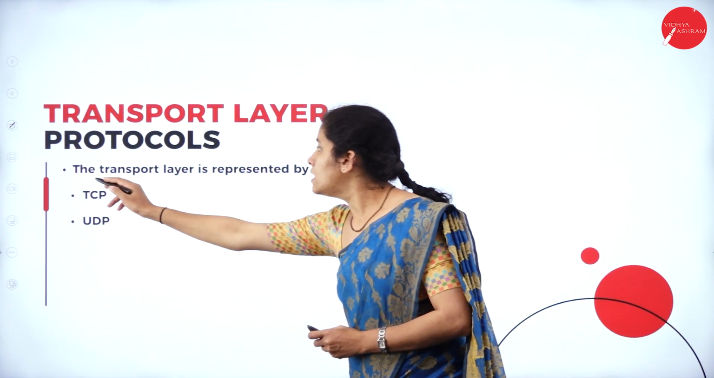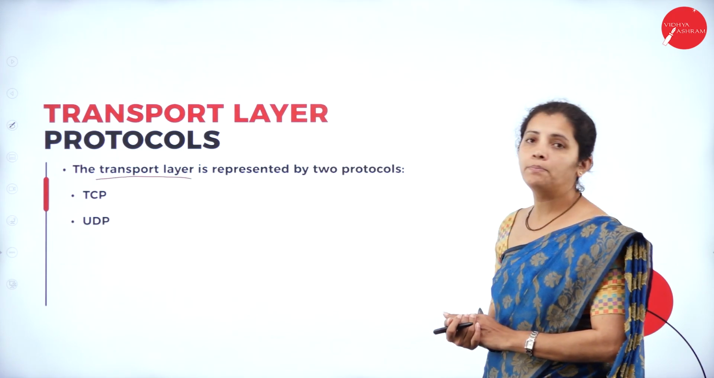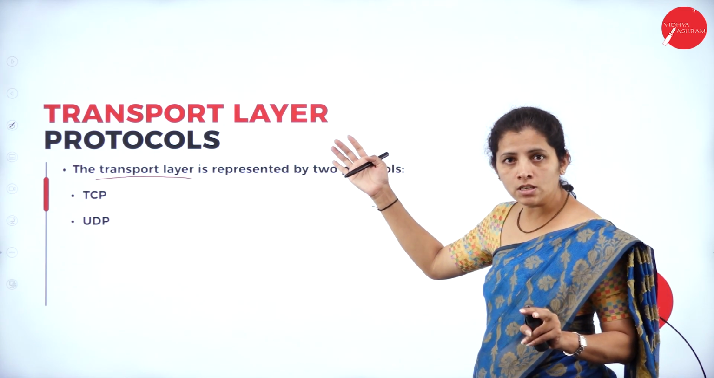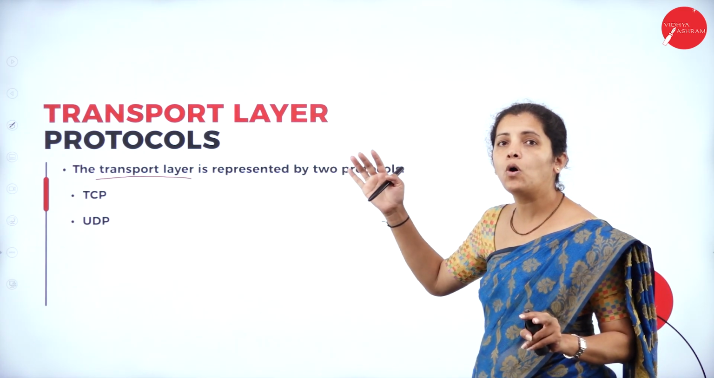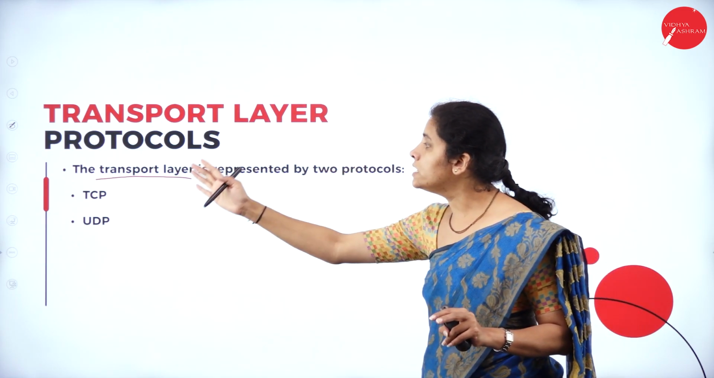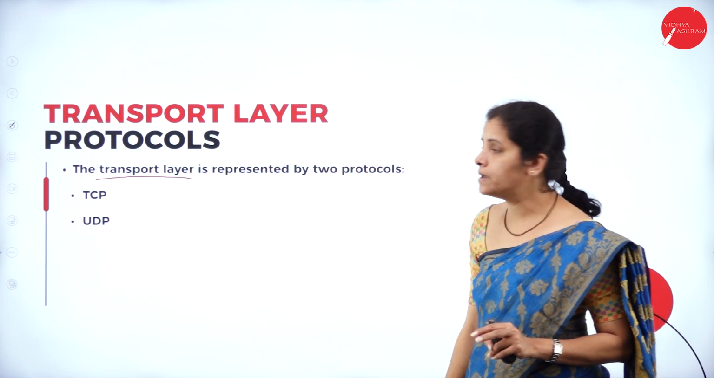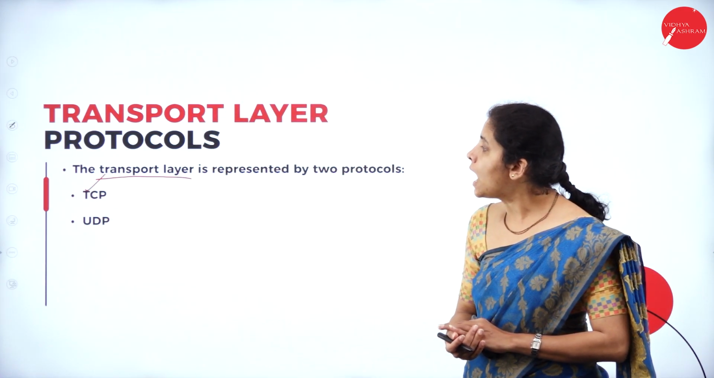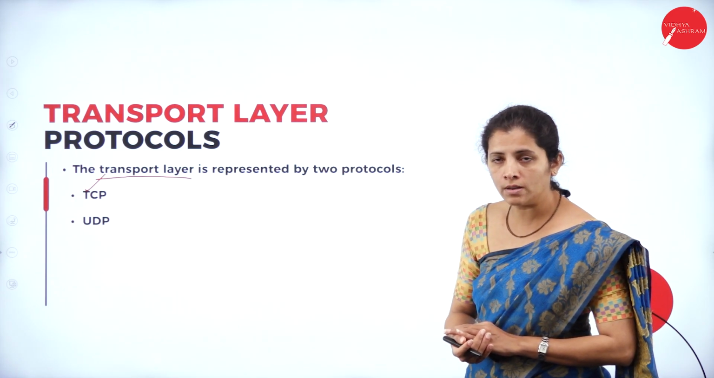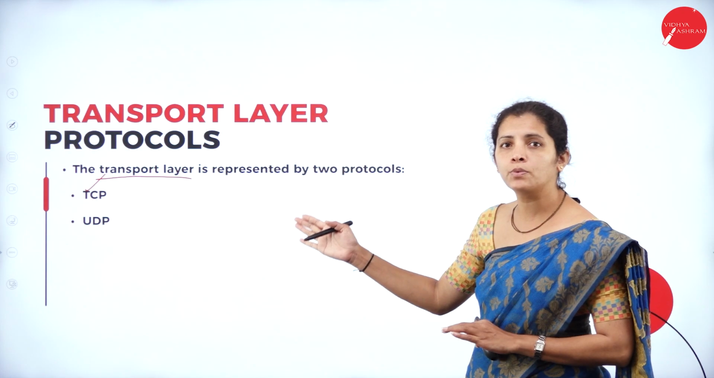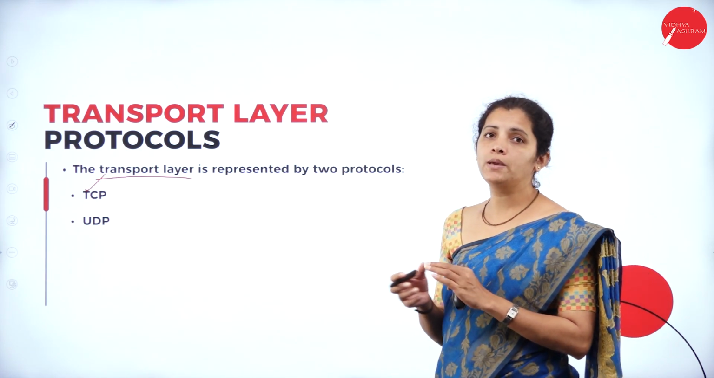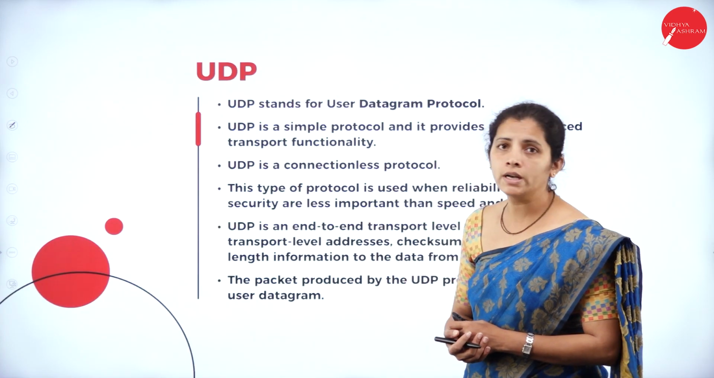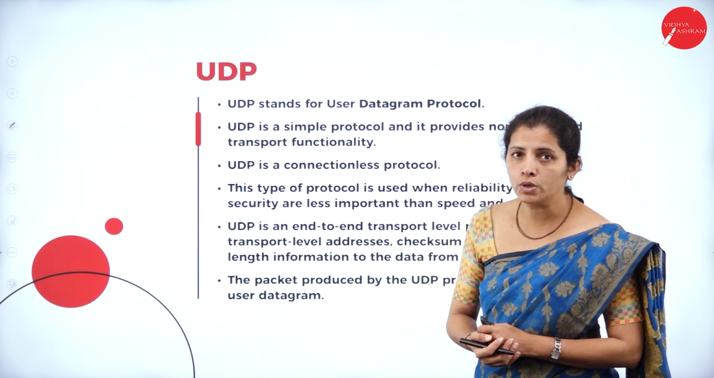Now see here, the transport layer is represented by two protocols. In the sense, the transport layer uses two protocols to provide all the services, that is TCP and UDP. Here T stands for transmission, C stands for control and P stands for protocol. So it is Transmission Control Protocol, whereas UDP is User Datagram Protocol. Now dear students, let's discuss what is UDP.